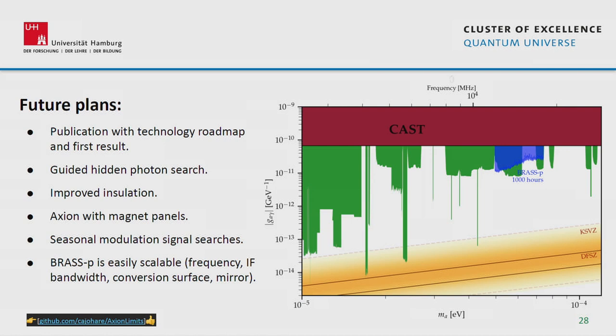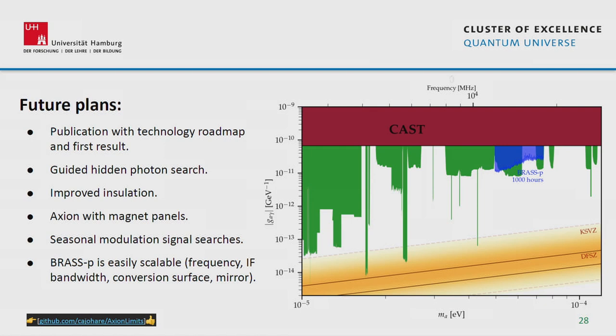Finally, we have some plans for the future. Of course, we need to do some publications, right? So the community may know better about us. We can do something like a hidden photon search, if you know, for example, the distribution of the hidden photon field also. And we have to improve the isolation of the lab to reduce the noise also.